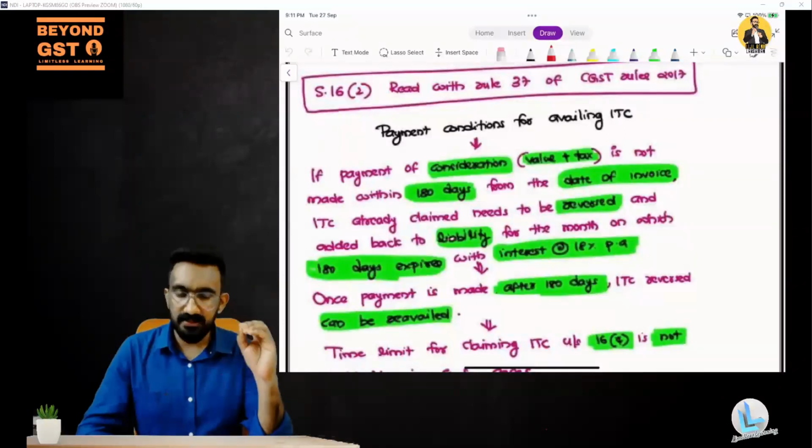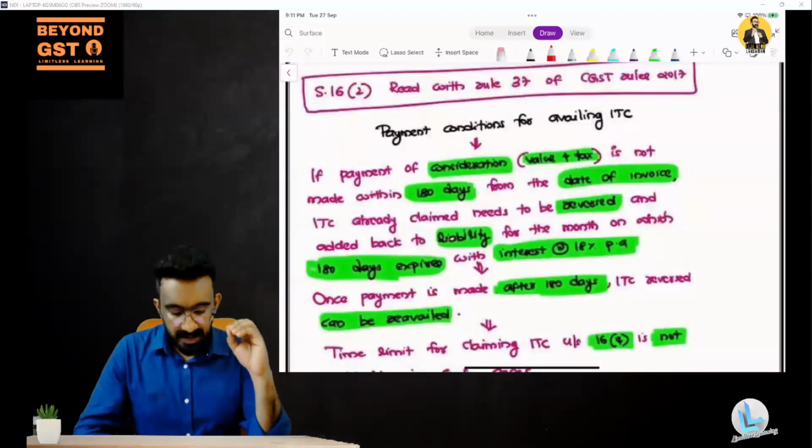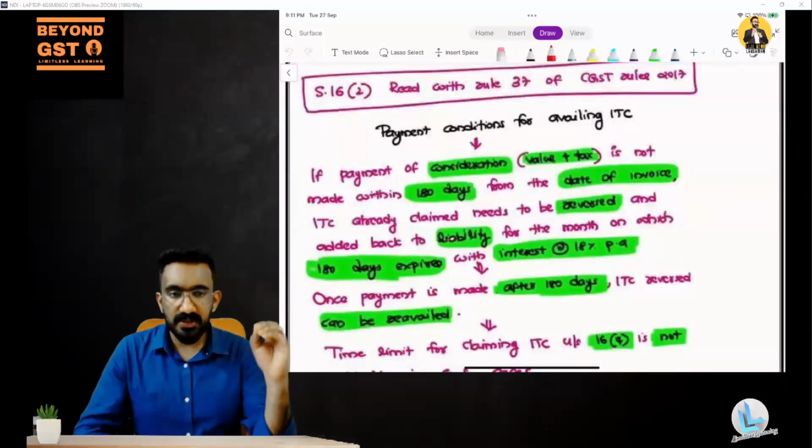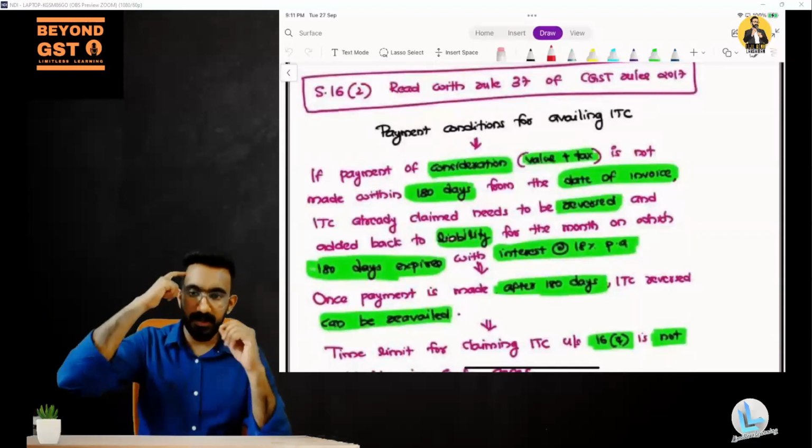I'll repeat the statement here. I used to repeat this in classes multiple times. Is payment a precondition for availing ITC?